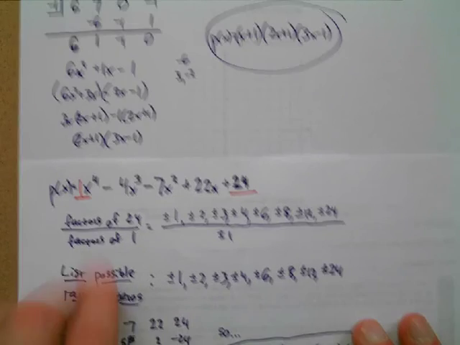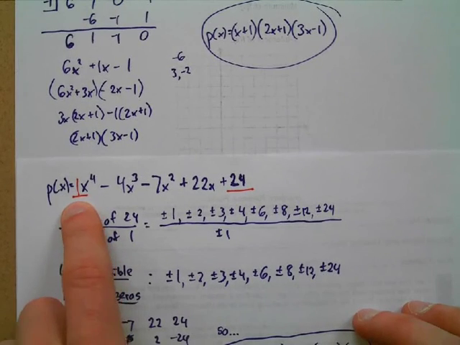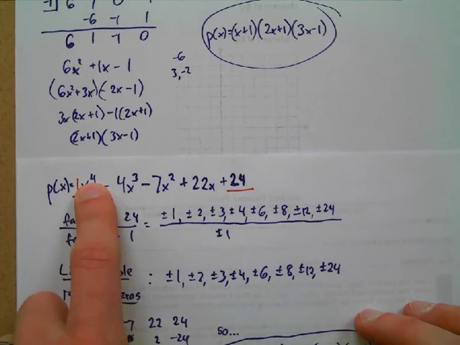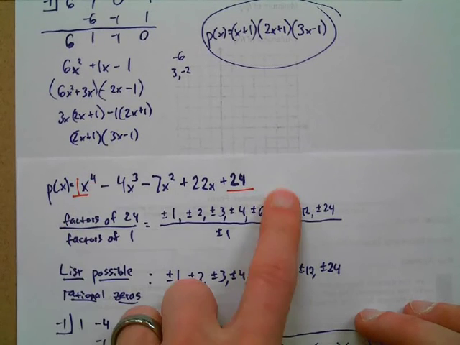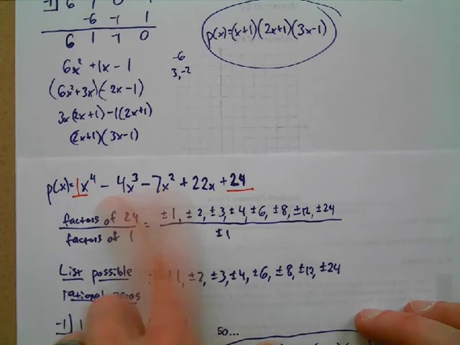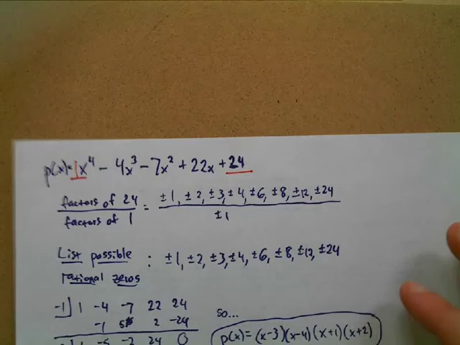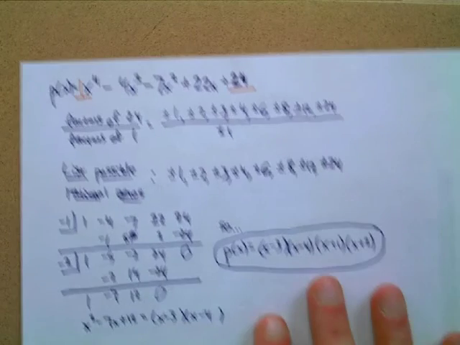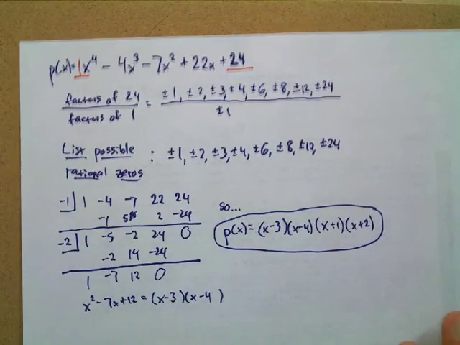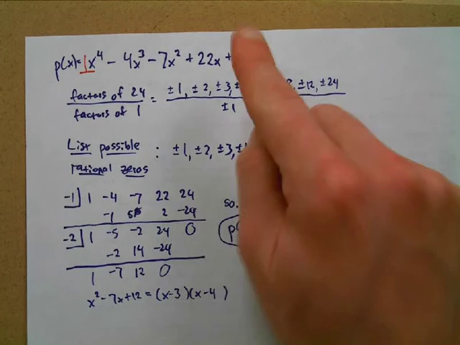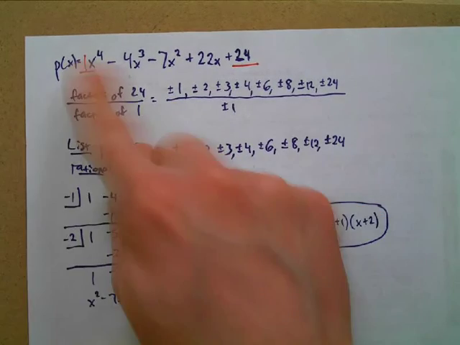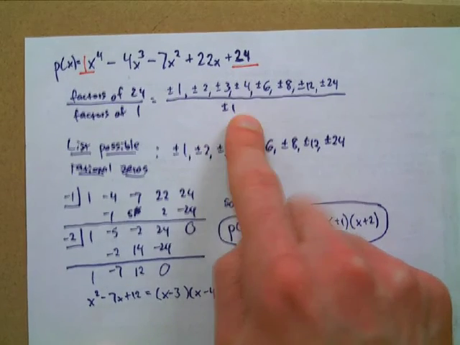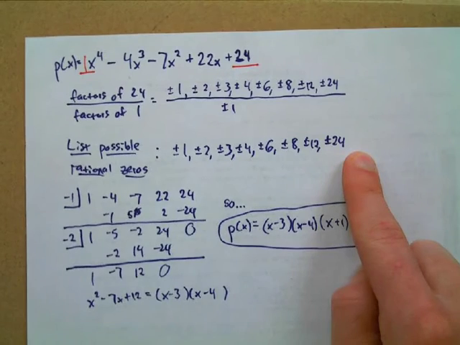Okay. So in my second block class, for our second example, we did an x to the 4th and the 24. So I changed it up because I wanted to try something different. Same kind of setup. Your factors of 24 in the numerator, factors of your lead coefficient in the denominator. All the possible zeros listed out. No big surprises there, right?